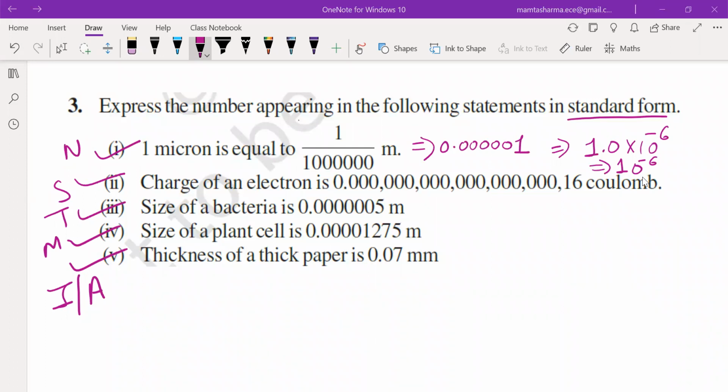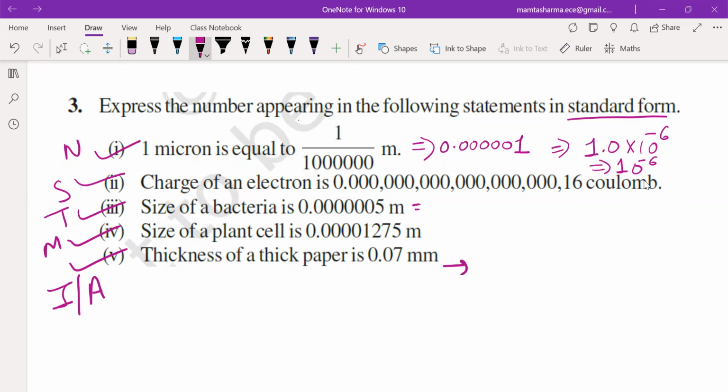Yes, Tanvi. Tanvi's answer is 10 to the power -7. 1, 2, 3, 4, 5, 6, 7. 5 into 10 raised to power minus 7. Correct. Then we correct. Yes. Now it is correct.